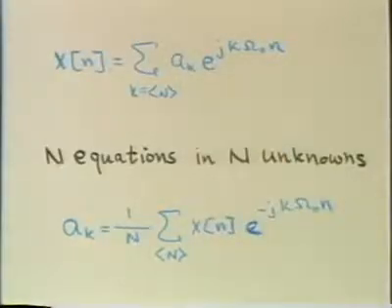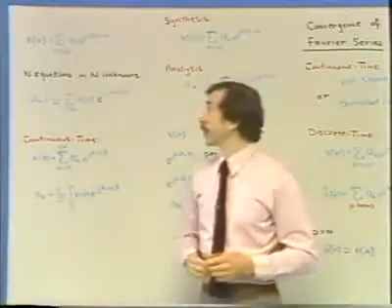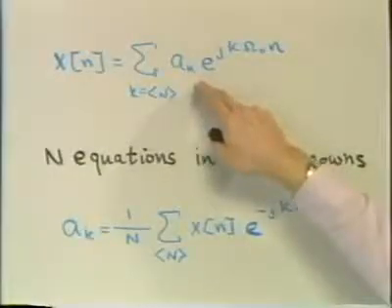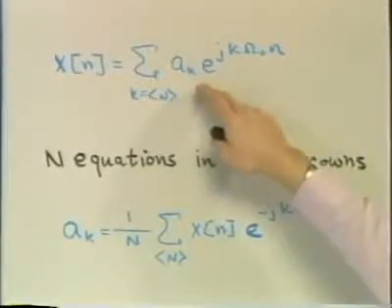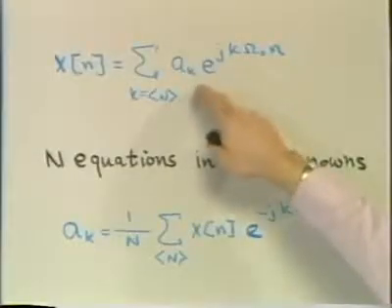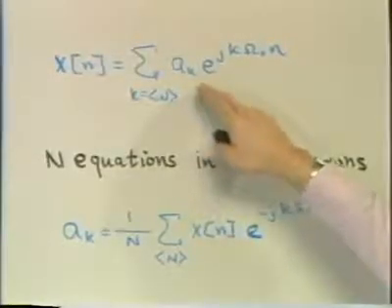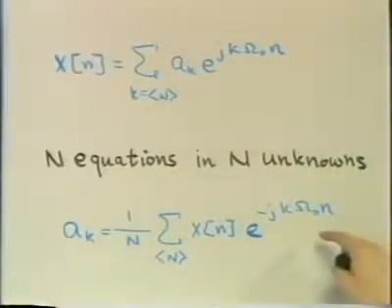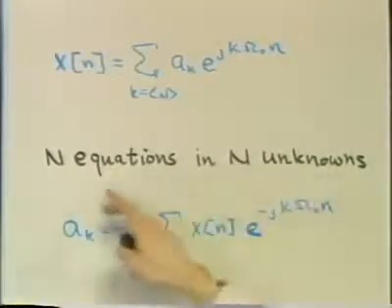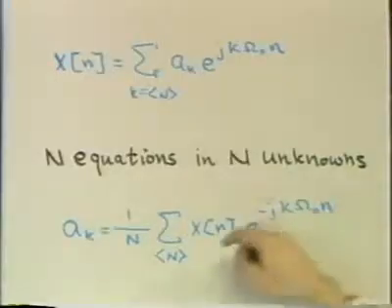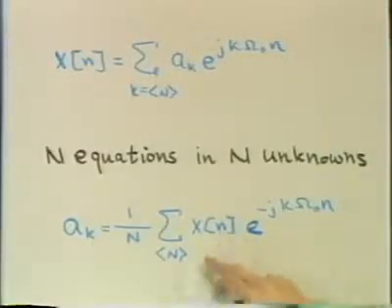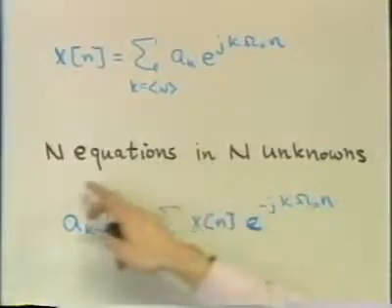Well, it turns out that there is a nice convenient closed form expression for that, and if we evaluate the closed form expression through any of a variety of algebraic manipulations, we end up with the analysis equation, which tells us how to get the coefficients a sub k from x of n, and is what I've indicated here.